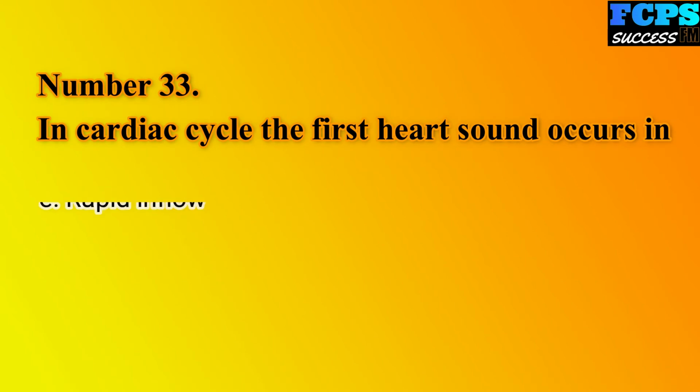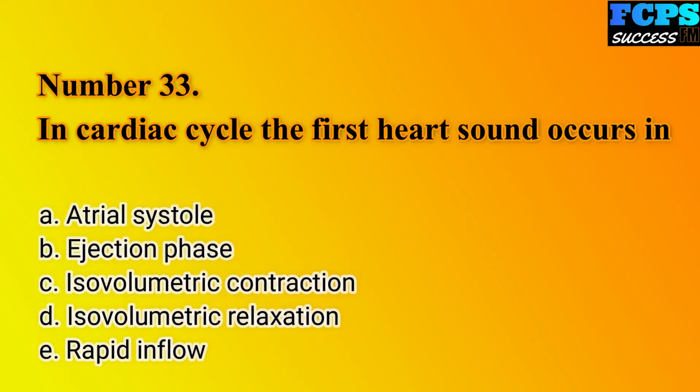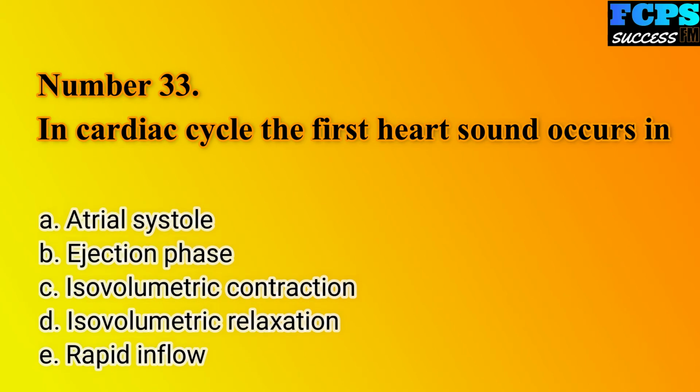Number 33. In cardiac cycle, the first heart sound occurs in: A. Atrial systole, B. Ejection phase, C. Isovolumetric contraction, D. Isovolumetric relaxation, E. Rapid inflow. Correct option is C. Isovolumetric contraction.